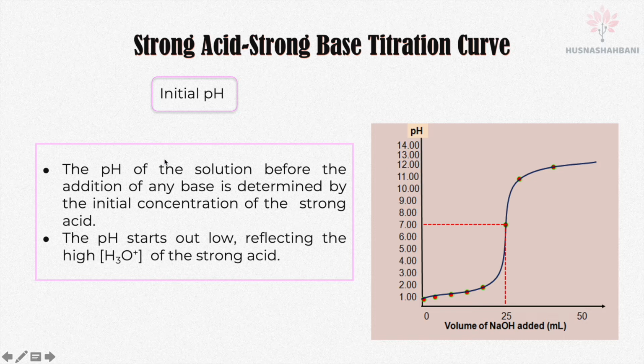Here, the initial pH, the pH of the solution before the addition of any base, is determined by the initial concentration of strong acid. Before adding any base, the volume of sodium hydroxide equals 0, and pH is equal to 1. So pH starts out low, reflecting the high concentration of H3O+. None of the H3O+ has been used to neutralize sodium hydroxide yet, because initially there is no sodium hydroxide.